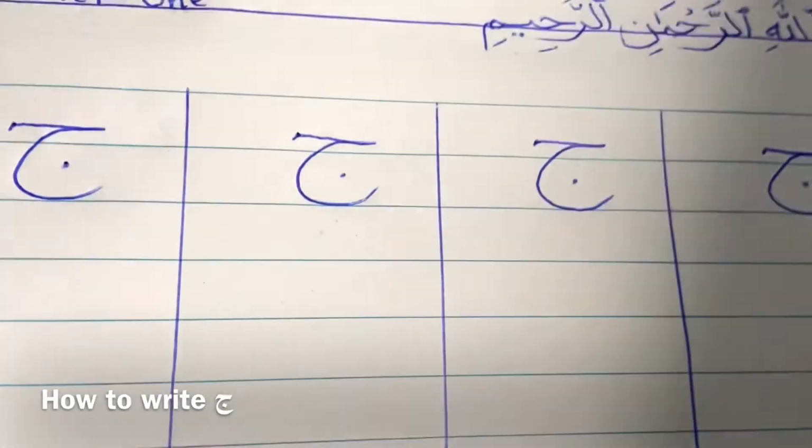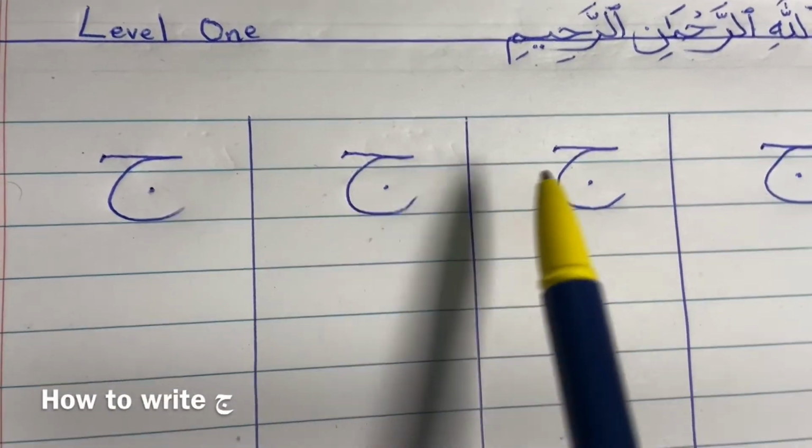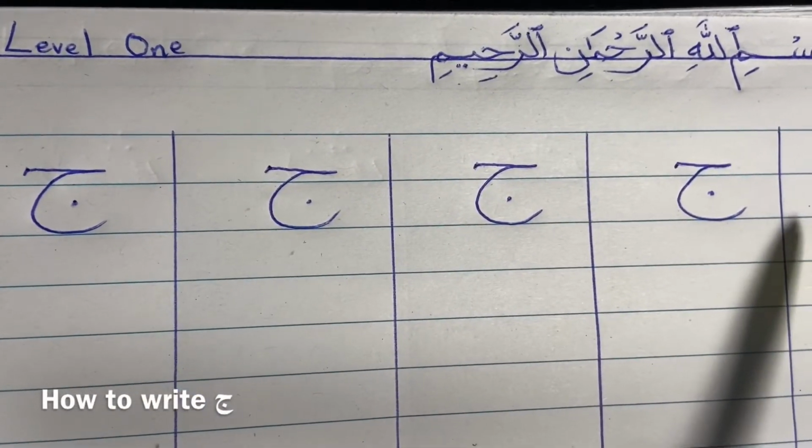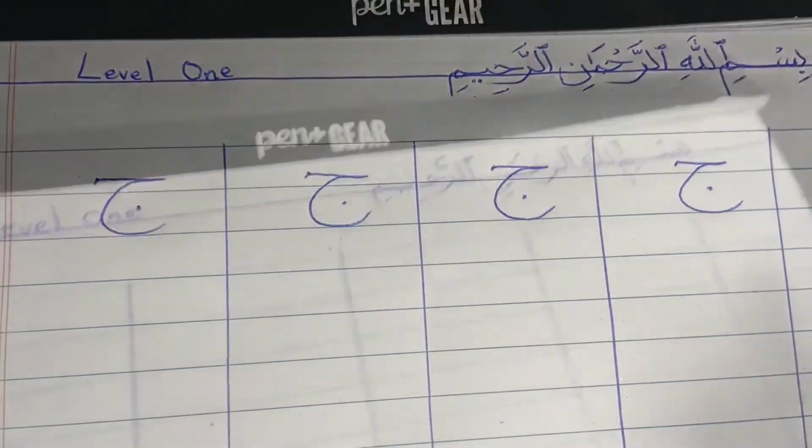So we're gonna go ahead and continue to the triplets, the other two letters that look like Jim, which is ha and kha. Make sure you remember Jim has a dot in the inside.